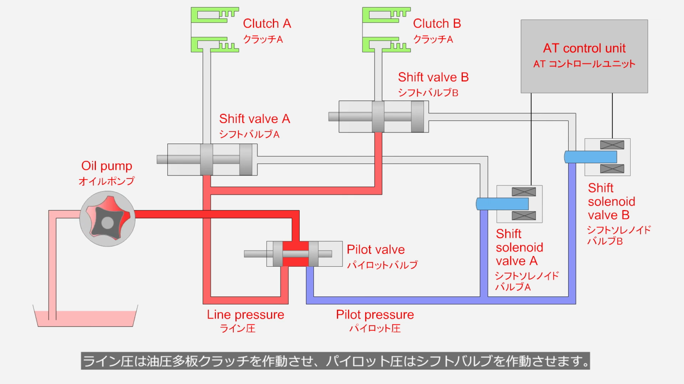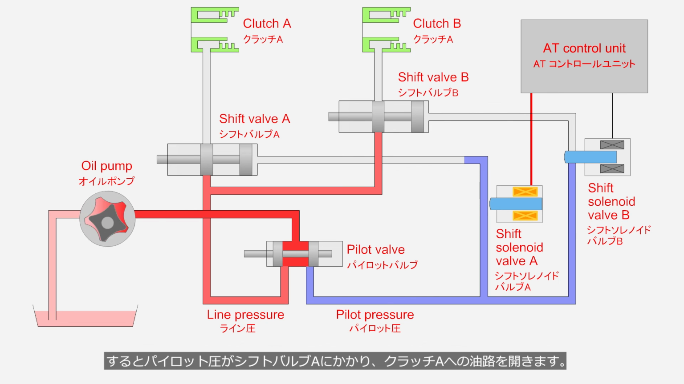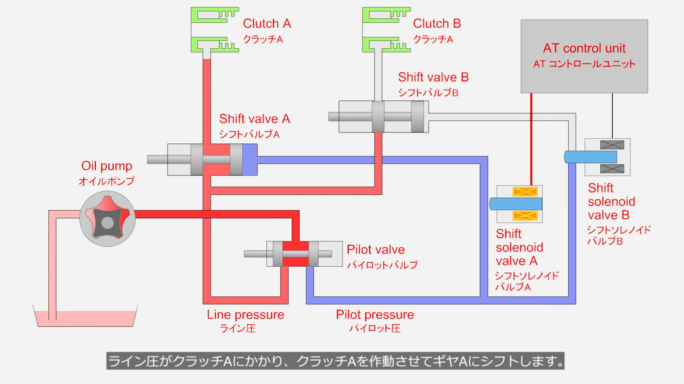The line pressure actuates the hydraulic multiplate clutch, while the pilot pressure activates the shift valve. When the AT control unit determines shifting, it energizes shift solenoid valve A to open the valve. This results in the application of pilot pressure to shift valve A, opening the oil passage to clutch A. Line pressure applies and activates clutch A, and then the transmission shifts to gear A.